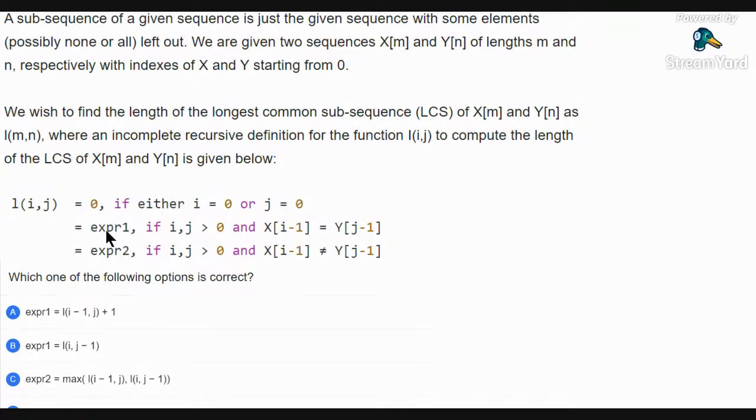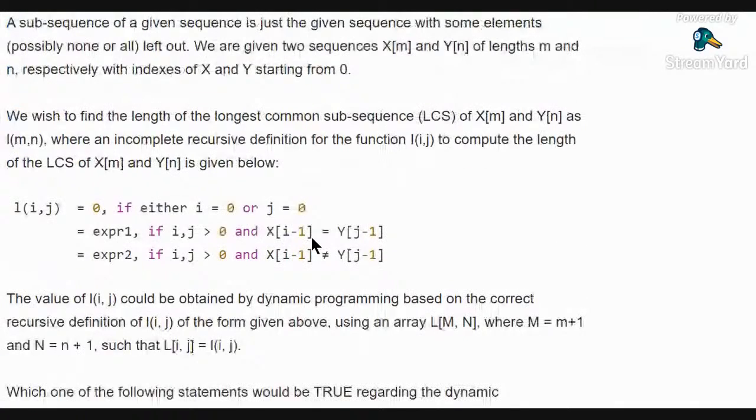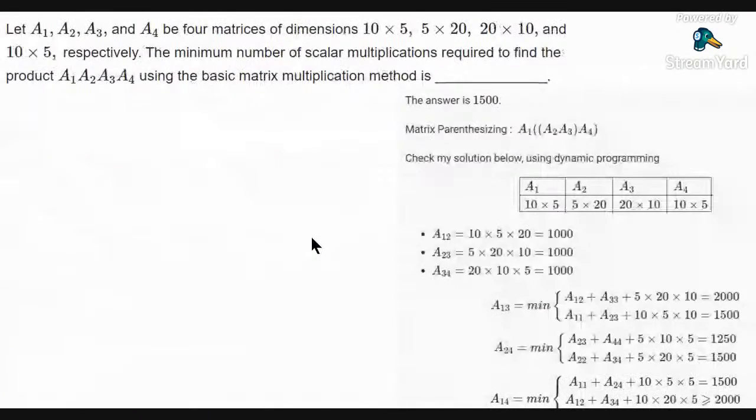Then this second one is expression 1. When we match the character, then what we saw actually, when the characters are matched, we will take the diagonal entry and we will add 1. So we will just take a recall of this.